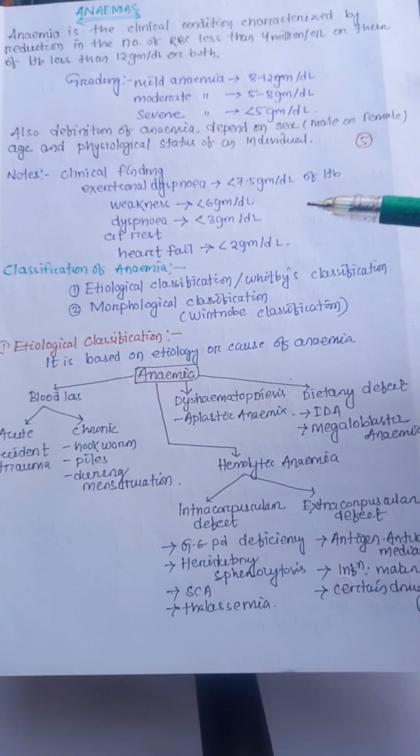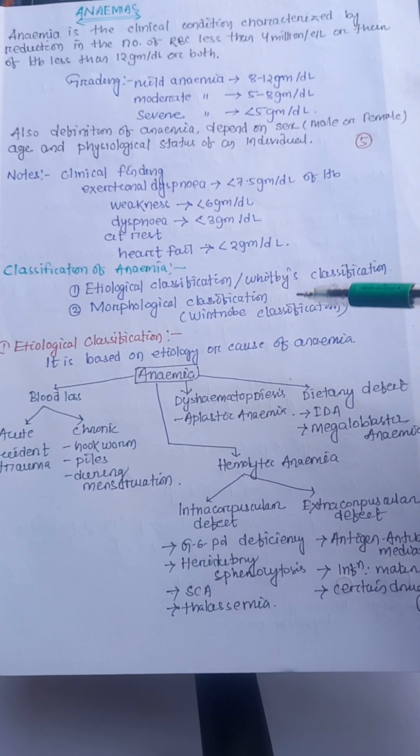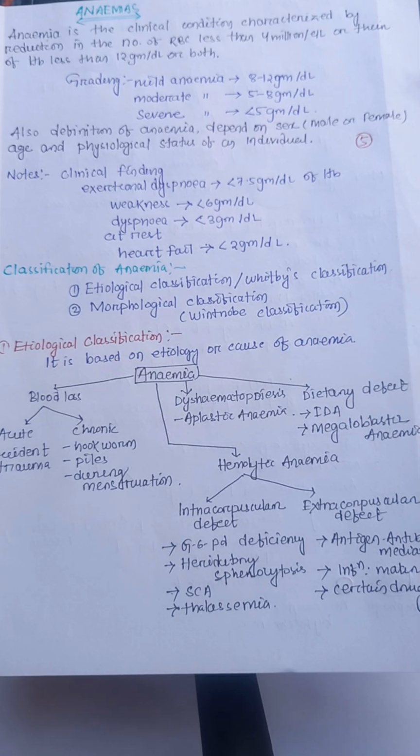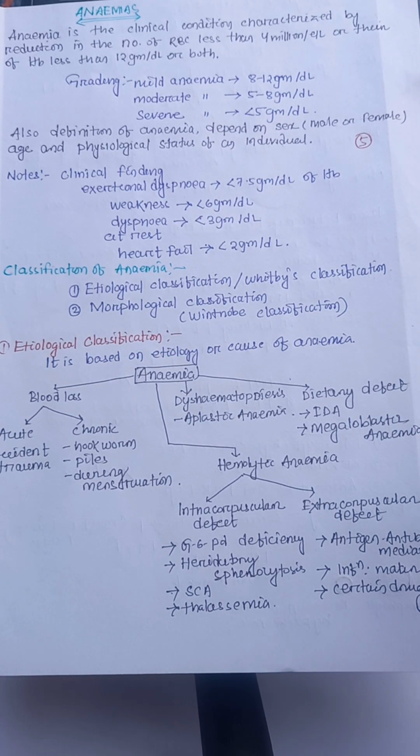And the classification of anemia: anemia is mostly classified on two bases. One is the etiological classification, also called the Whitby classification, and another is the morphological classification, called the Wintrobe classification. The etiological classification is based on the cause of anemia. There are many divisions like this.